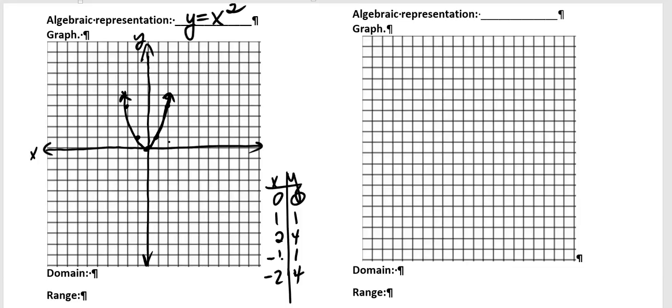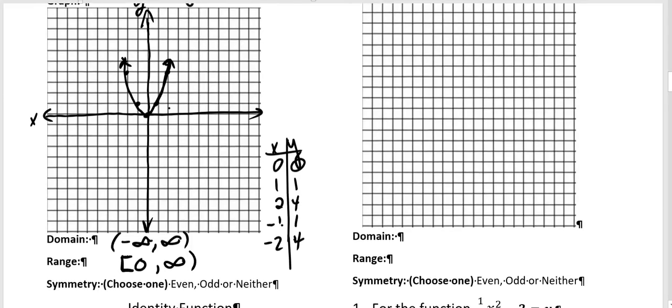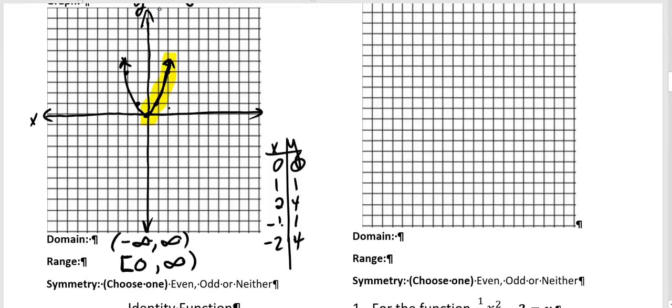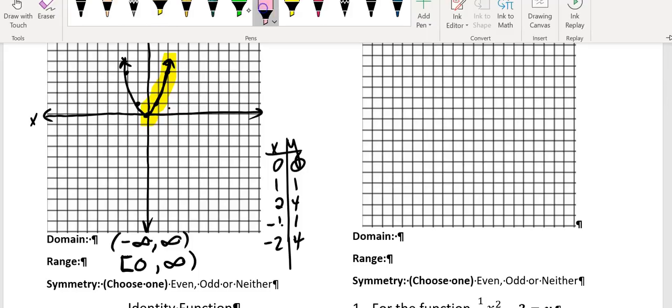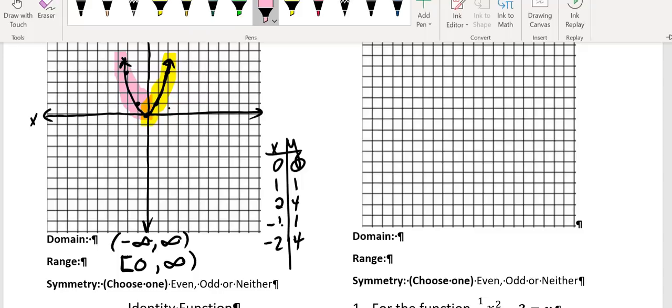Okay, we can sketch it in and we see it's a parabola. So our domain is -infinity to positive infinity, and our range is 0, our lowest value, to infinity. And we do include that 0. Is this an even, odd, or neither function? Well, you can see that it is mirrored about the y-axis. So it is going to be an even function.